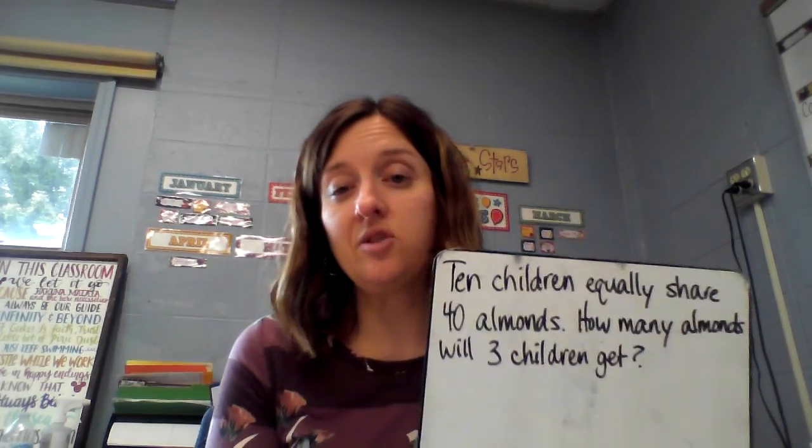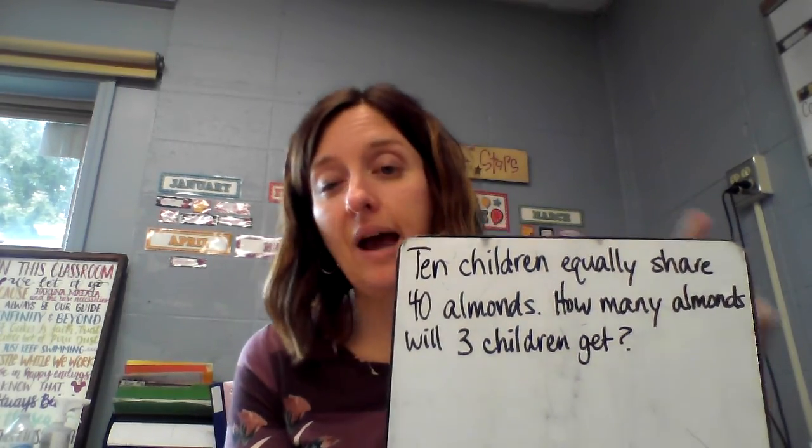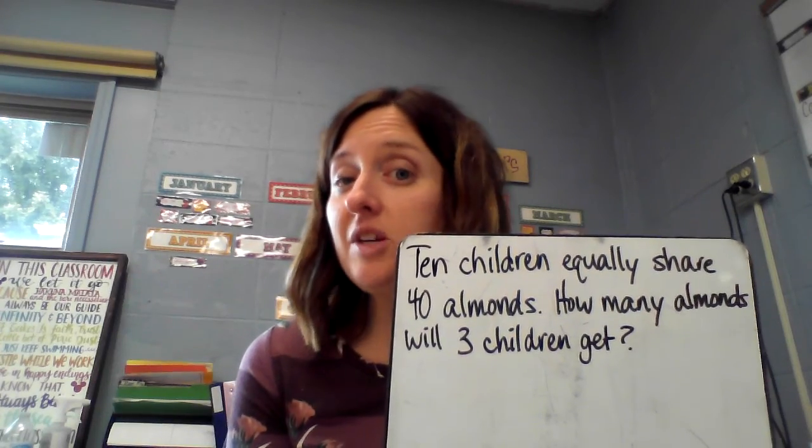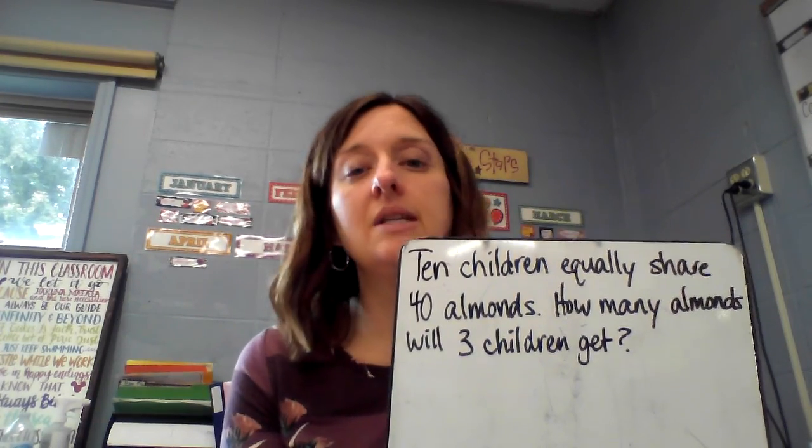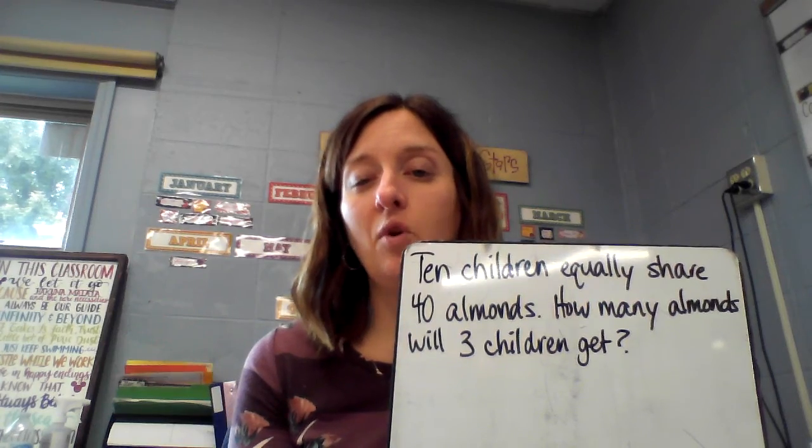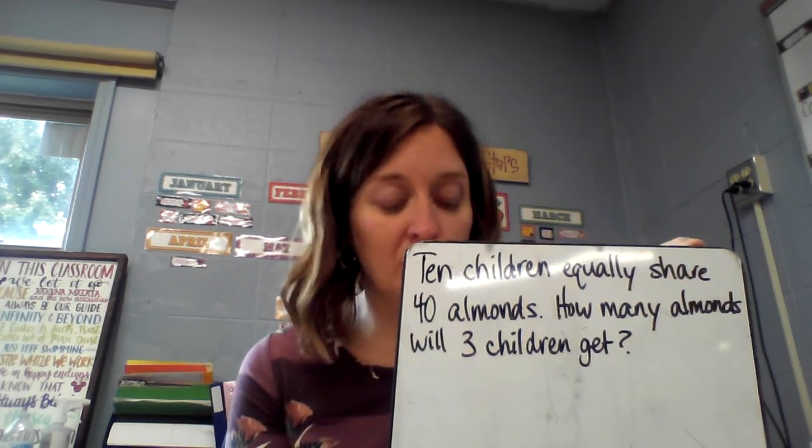Okay, let's keep working and let's try yet another problem. So this time, 10 children equally shared. Those are big clue words. 10 children equally share 40 almonds. How many almonds will 3 children get?